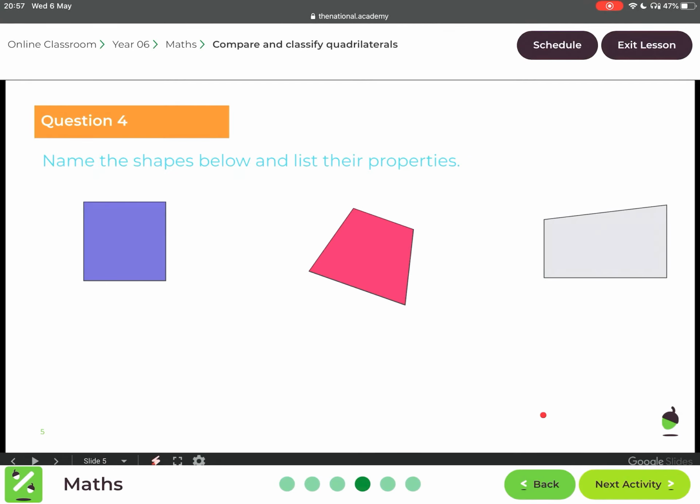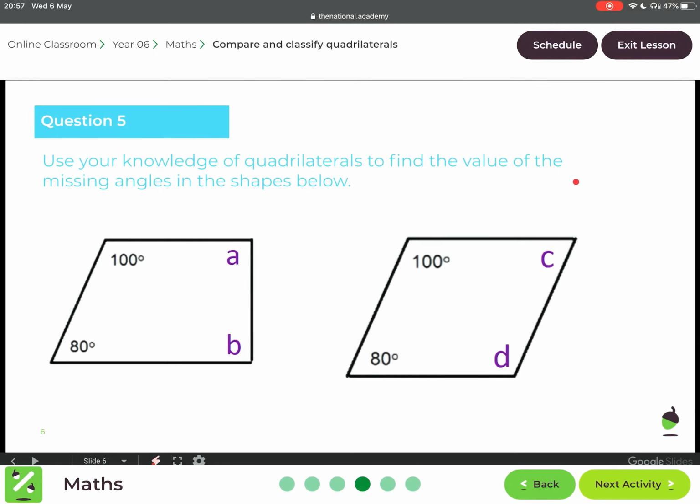After that, you have question 4. Name the shapes below and list their properties. So this one is a square, this is a trapezium, and this is also a trapezium. Question 5. Use your knowledge of quadrilaterals to find the value of the missing angles in the shapes below. So A and B, they are quite obvious. They are both 90-degree angles, right angles.